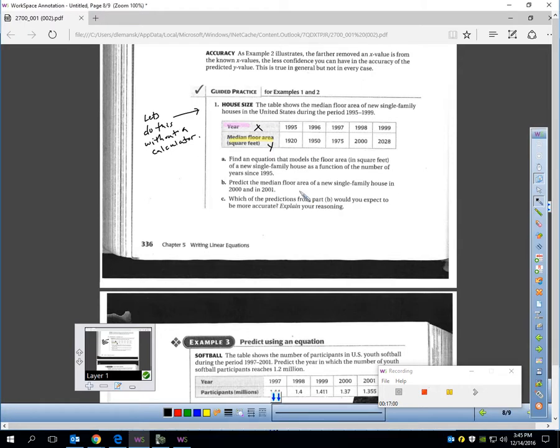And I want to graph this. So let's go to graph paper and graph it. Now, when I do this, this is for new single-family houses in the United States during the period 1995 to 1999. So when I graph, this is going to be year 0, year 1, year 2, year 3, and year 4. So let's start graphing those points then.